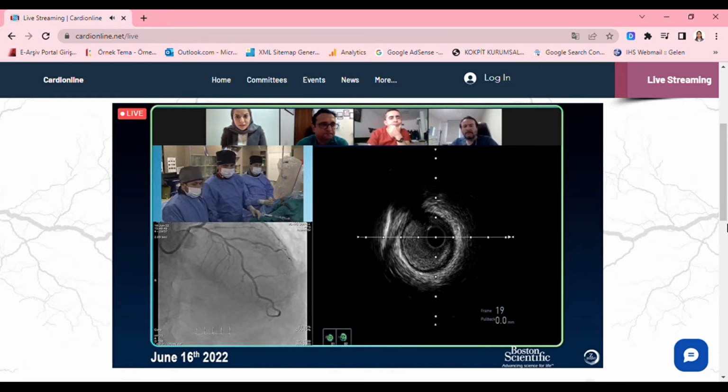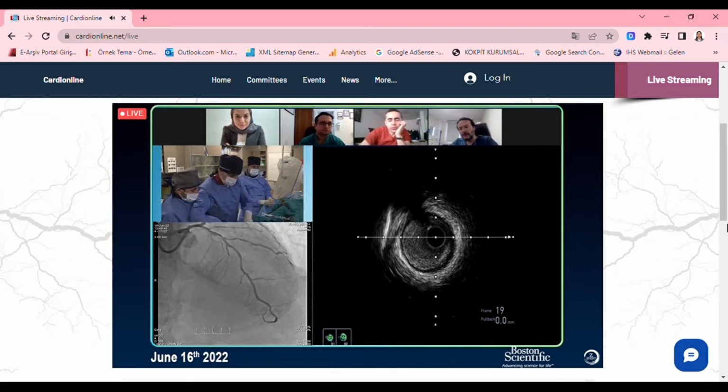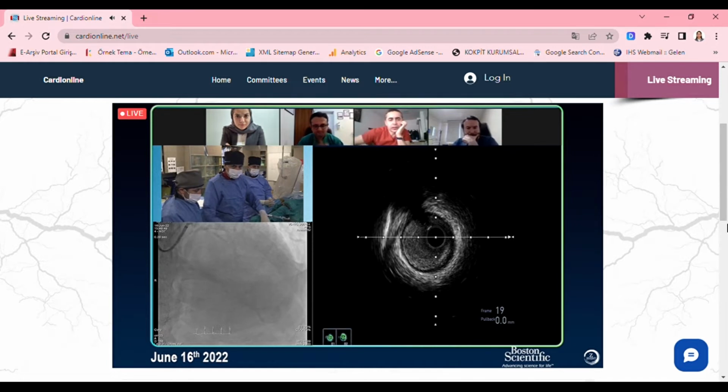Professor Nihat, how would you approach this? I suggest the rotabulator because there is a circumflex calcification and calcific nodule. I see an area of calcific nodule. Also long segment calcification. There is a good rota indication. Also circumflex ostium was good in IVUS.